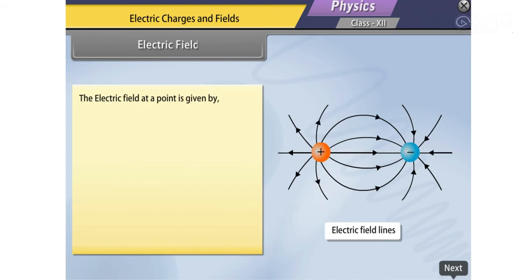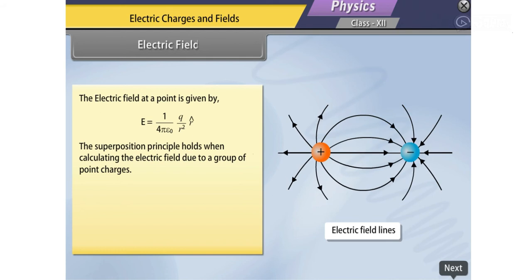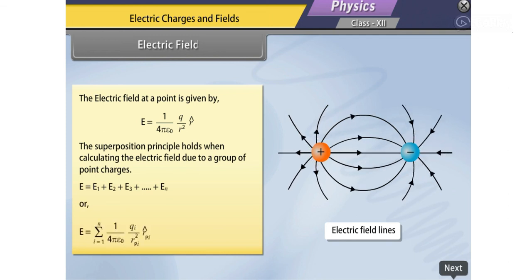The electric field at a point is given by E is equal to 1 upon 4 pi epsilon naught multiplied by Q upon R square into R cap. The superposition principle holds when calculating the electric field due to a group of point charges. E is equal to E1 plus E2 plus E3 and so on till EN. This equation can be written as E is equal to summation from I equals 1 to N of 1 upon 4 pi epsilon naught multiplied by QI upon RPI square into RPI cap.